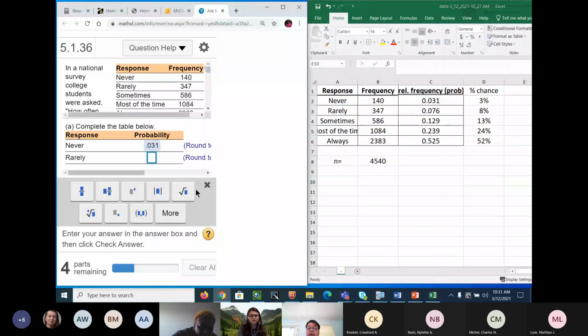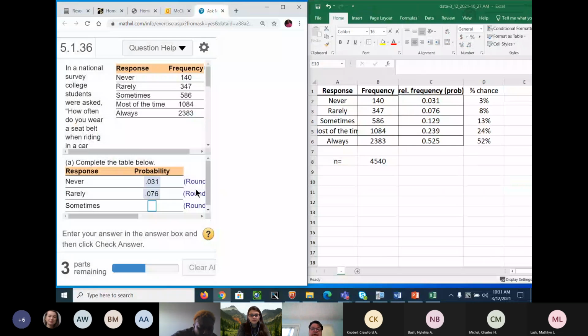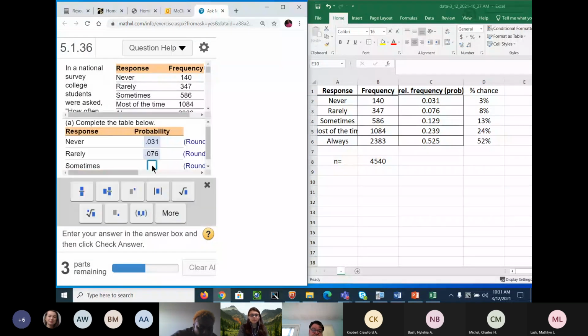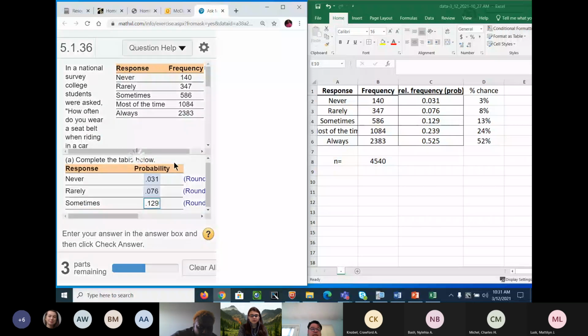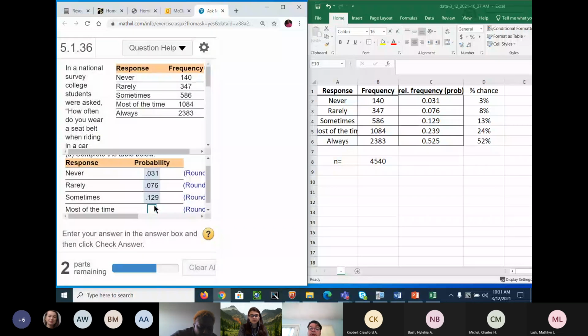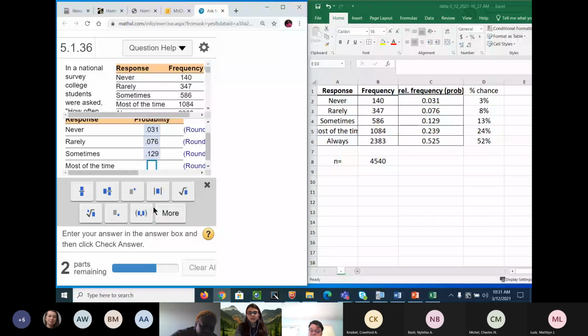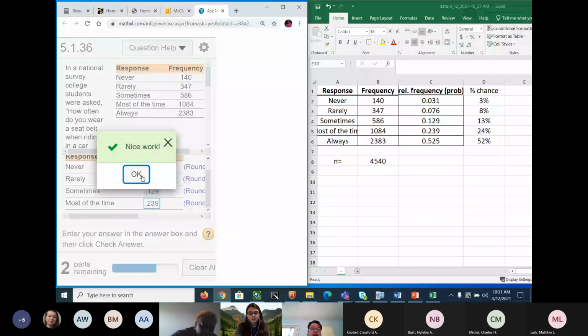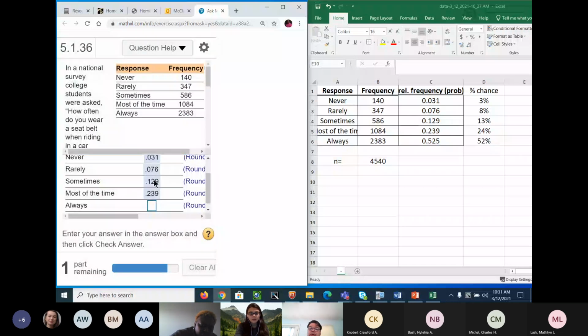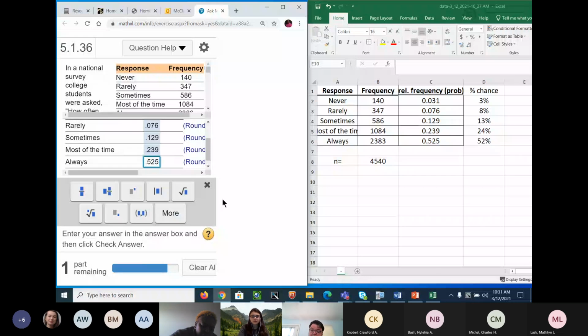All right, so the next one is 0.076. The next one is 0.129. The next one is 0.239. And the next one is 0.525.